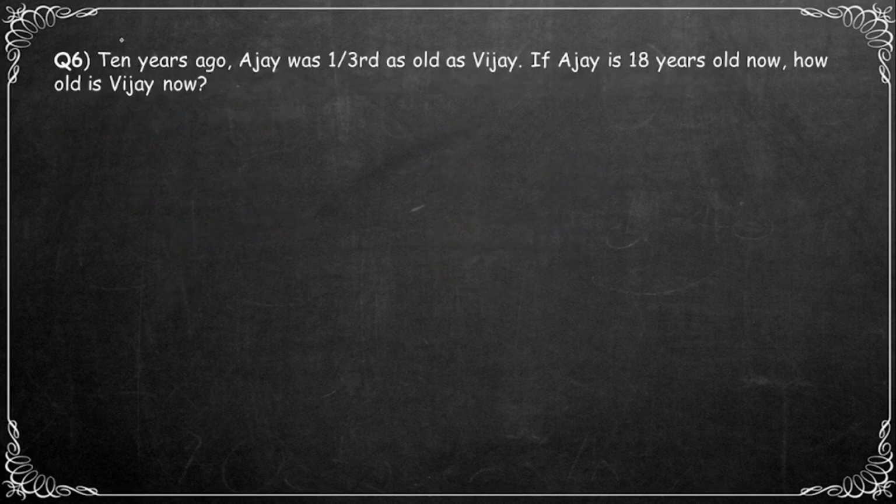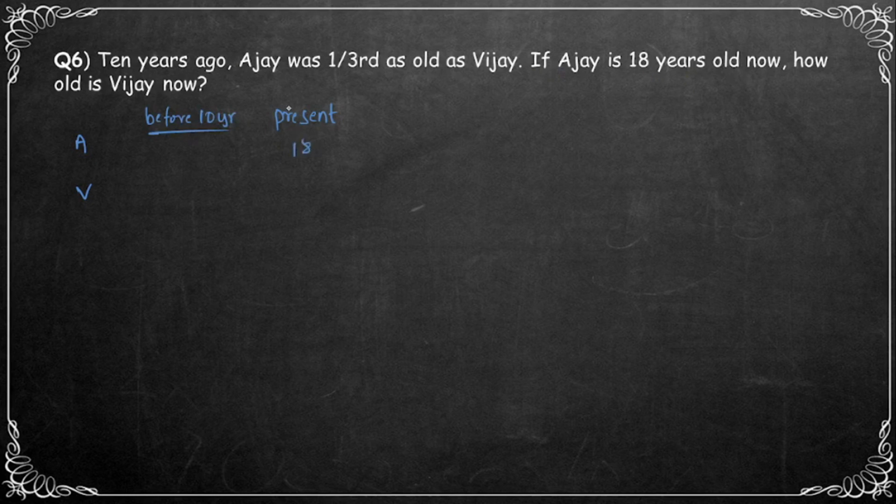Question 6. 10 years ago, Ajay was 1/3 as old as Vijay. If Ajay is 18 years old now, how old is Vijay now? So there are two fellows, Ajay and Vijay, and there are two timelines. Present, that means now, right? Present, and 10 years ago, that means before 10 years, right? Ago.